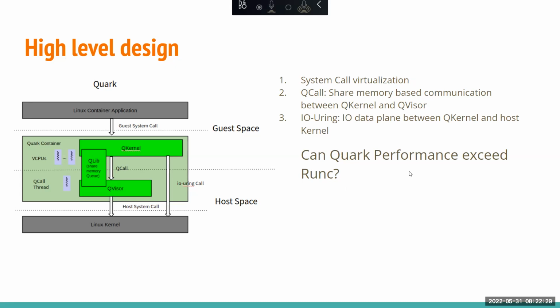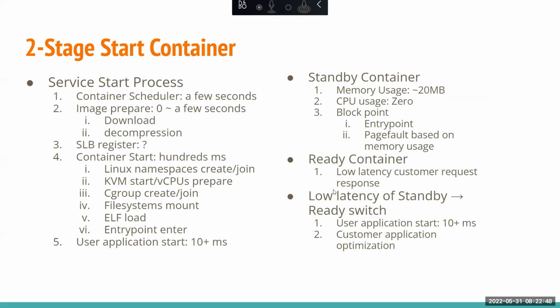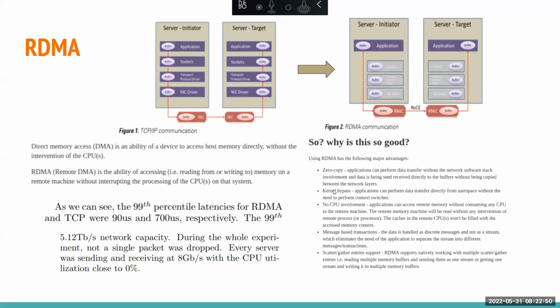Let's talk about the areas where we can achieve better performance than runC. One of the possibilities is the network. For example, we can use an RDMA-based container network. I'll just give a very high level introduction about RDMA.